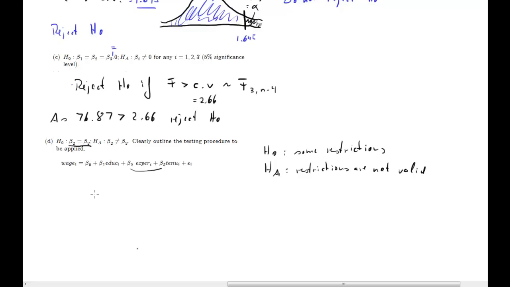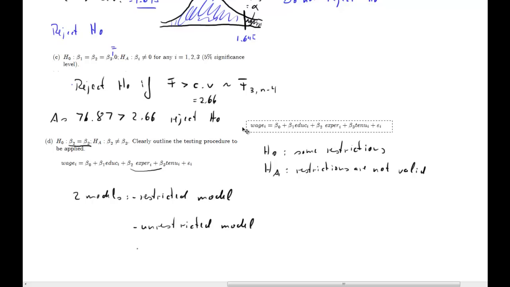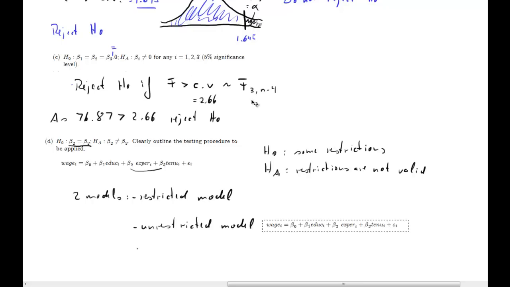So what we do is we estimate two models. We estimate a restricted model, if the null hypothesis is true, and we estimate an unrestricted model. Now, the unrestricted model is just this guy. And once we estimated it, we will need from it the residual sum of squares, and I'll put a little u to it for unrestricted. So the question is now, how do we get the restricted model? Well, we basically implement the null hypothesis, the restriction. So we've got to be clear about what that is.